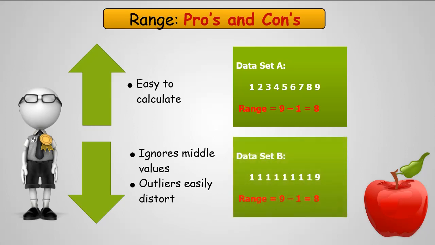Look at this new example now. Data set B, where I've got all values of 1 and one value of 9, which also leads you to believe the range is 8, but the outlier is what's really distorted that value.